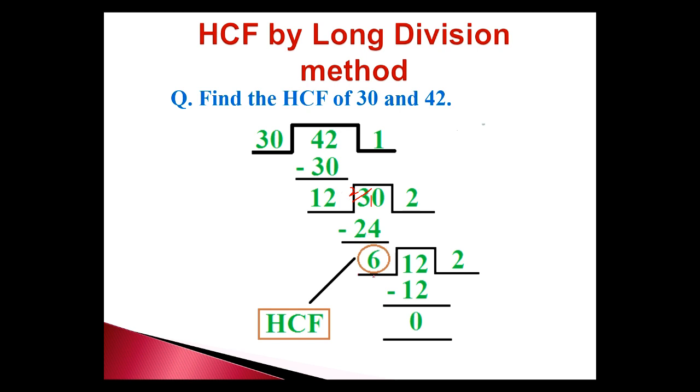So the remainder is 6 here, which becomes our new divisor, and the previous divisor, which was 12, will become our new dividend. So we'll divide 12 by 6. 6 2s are 12. So after subtracting 12 from 12, the answer is 0. So what is the HCF? The last divisor is the HCF. So right now the HCF here is 6.